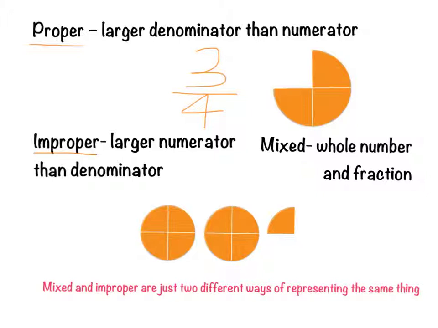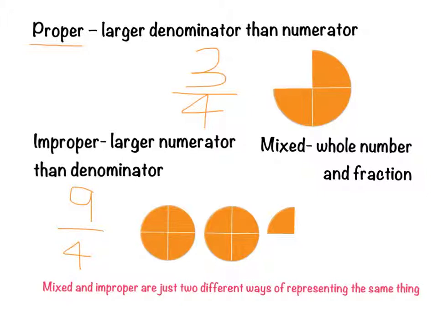Improper fractions have a larger numerator than they do a denominator. So this one will have 9/4. That is an example of an improper fraction. If we look at the picture to the left of us, we can see that 4 parts make up a whole, and we have 1, 2, 3, 4, 5, 6, 7, 8, 9. We have 9 parts. 4 parts make up a whole. That's how we write it, 9/4.